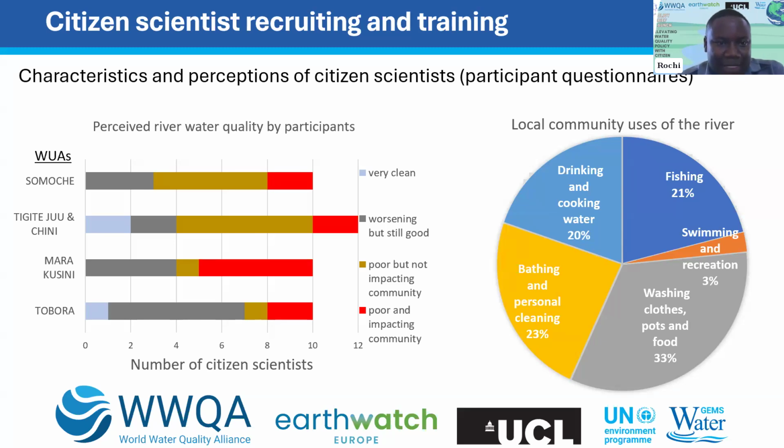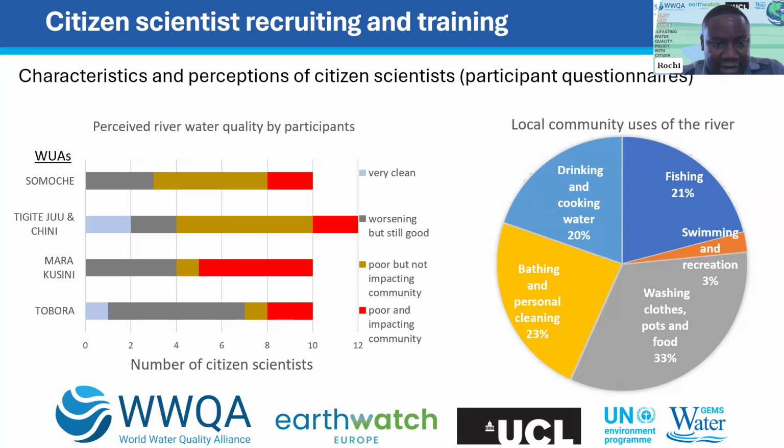The characteristics and perception of citizen science participants questionnaire. We have perceived river water quality by participants, and local community use of the river. We have the Water User Associations of Somoche, Tigite, Upper Mara North, and Tobora. The status up to date shows like this. In river perception of water quality, we have very clean, worse but still good, poor but not impacting communities, and poor and impacting the community.